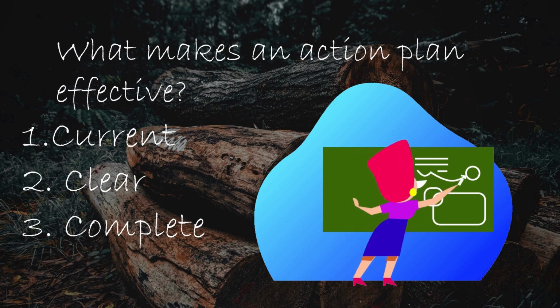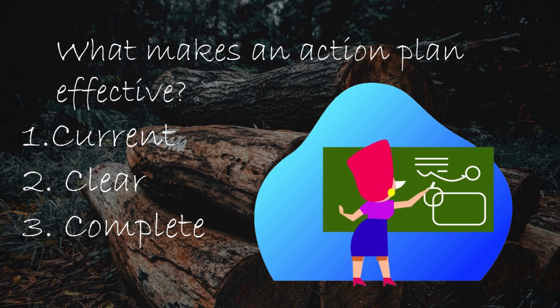And it should be clear. It means that it should outline who will do exactly what, by when. And number 3, it should be complete. It means that it must include all the steps that need to be taken and are arranged in sequential order.